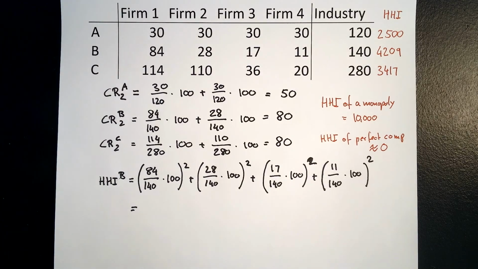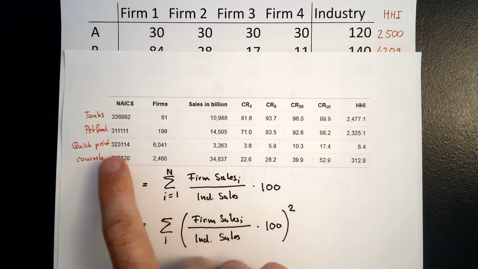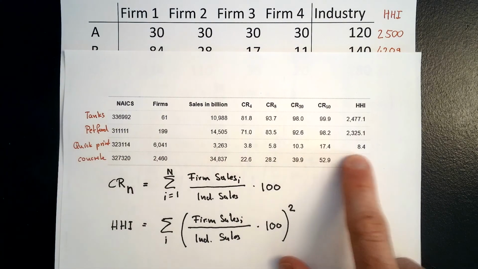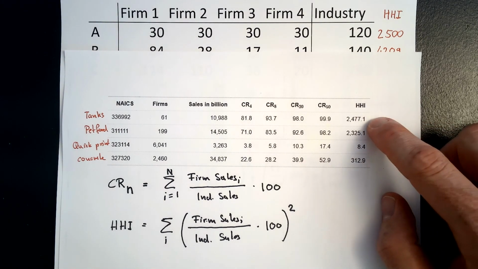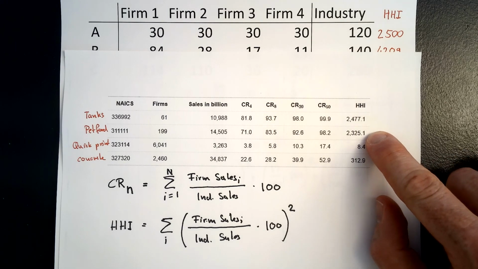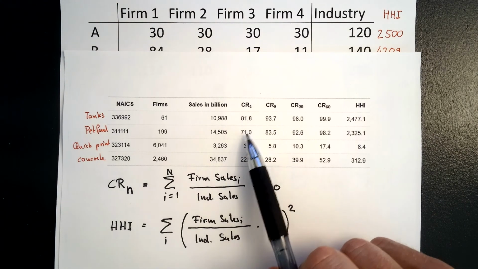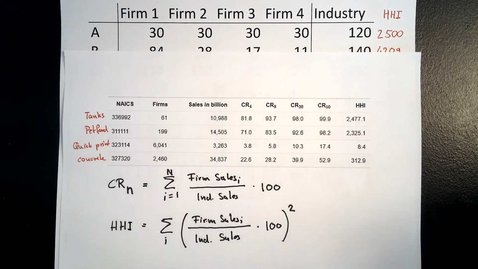So if we get back to the 4 examples, you can see that, for example, Quick Print has an HHI that is extremely low at 8.4. So there is a lot of competition in this industry. However, tanks, and you can see that also pet food, are actually very similar in terms of concentration. With the pet food industry, or dog and cat food industry, you see that the 4 largest firms have almost 71% of the market share.